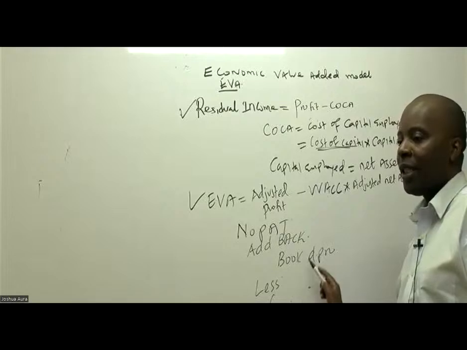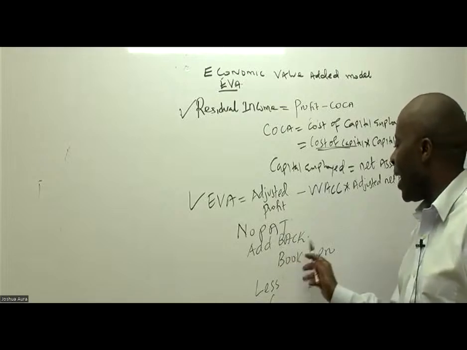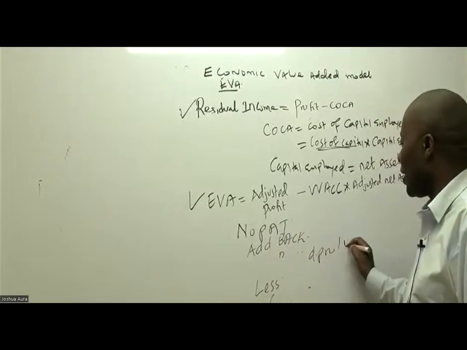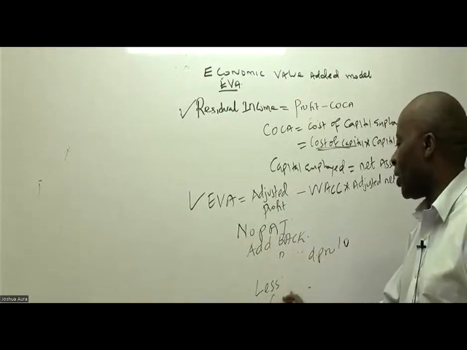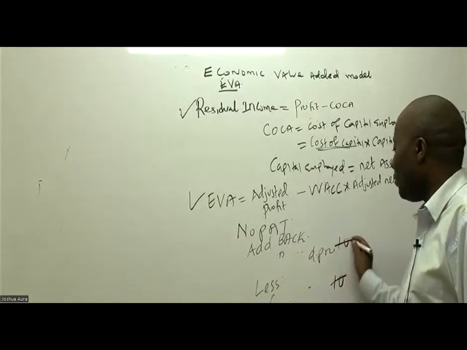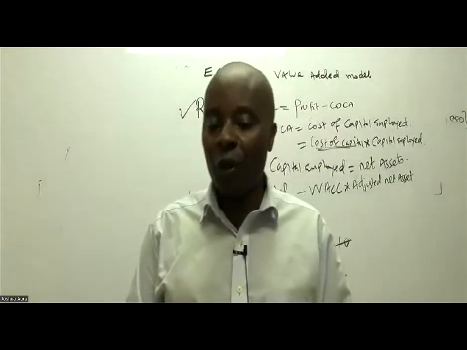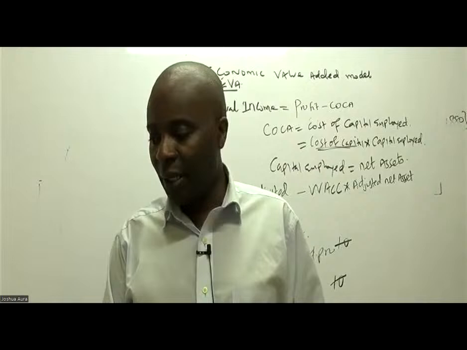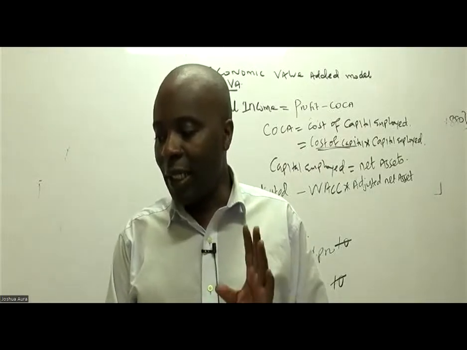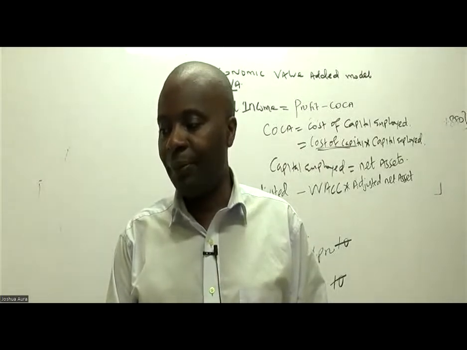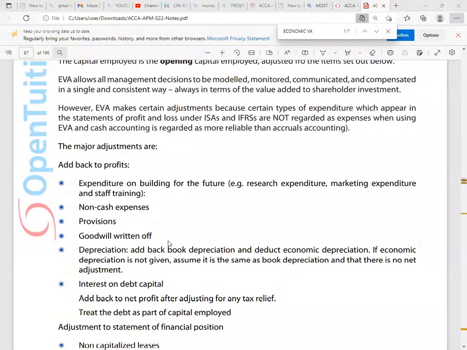When the two are the same, it's either you add back, for example, depreciation of 10, and then deduct economic depreciation of 10, meaning that they will be canceling out. So when they are the same, we don't pass any adjustment, and that is what this examiner is telling you here.